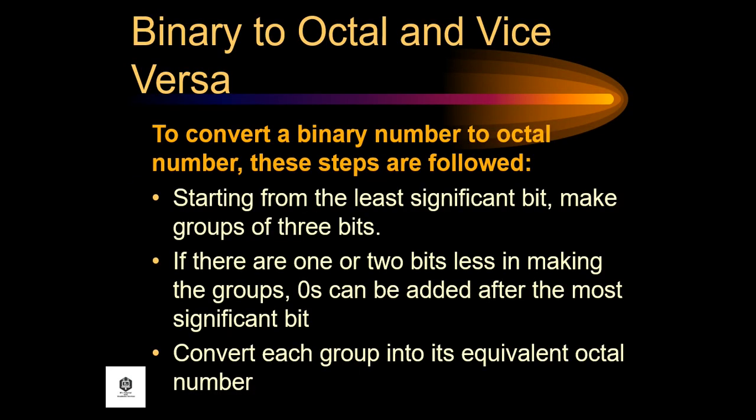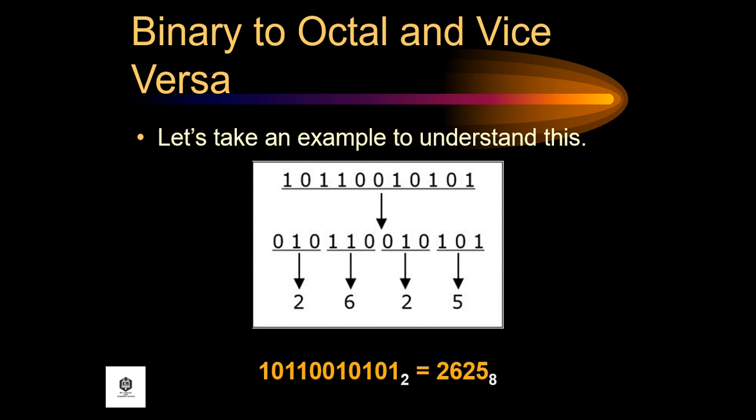To convert a binary number to an octal number, these steps are followed. So this is for the binary to octal and vice versa. Starting from the least significant bit, make groups of 3 bits. If there are 1 or 2 bits less in making the groups, zeros can be added after the most significant bit. Convert each group into its equivalent octal number. Let's take an example to understand this.